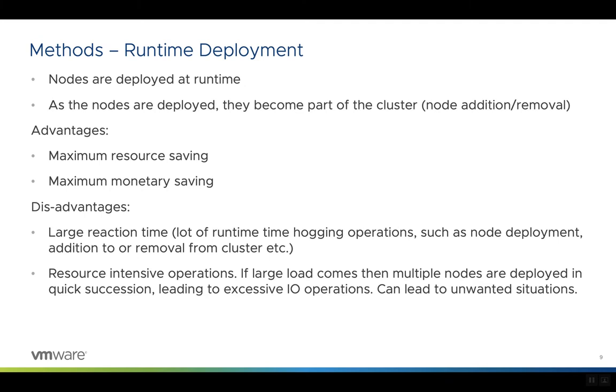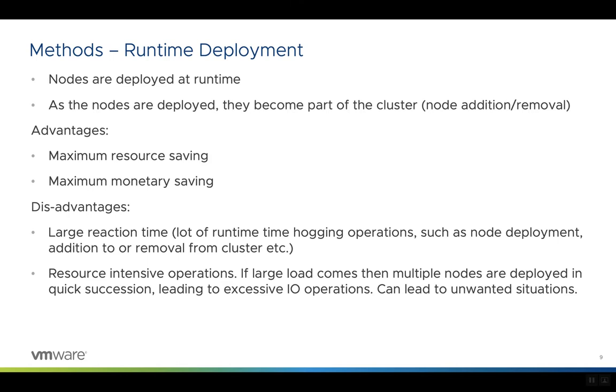Right? The second option is runtime deployment, and as the name suggests, the nodes are deployed at runtime. As the nodes are deployed, they become part of the cluster, or you can say node addition or removal, or you can configure a pre-decided number of nodes, say my cluster will go till 50 and then it will not go beyond that. So the nodes are deployed and they are automatically part of the cluster, or they can join the cluster at runtime.